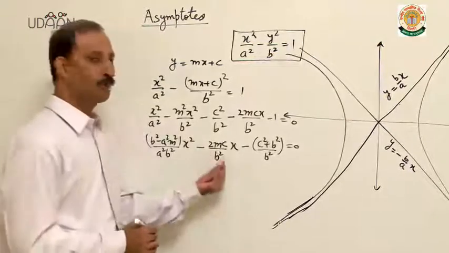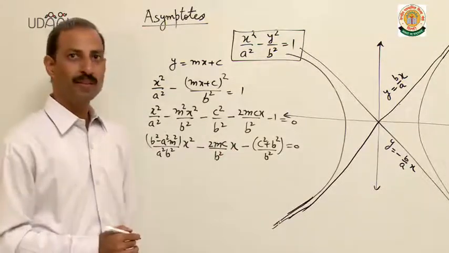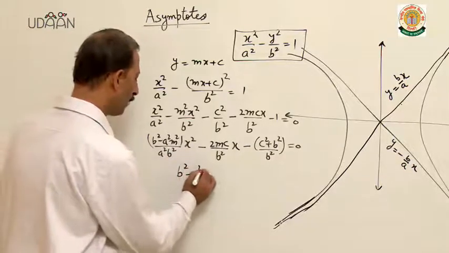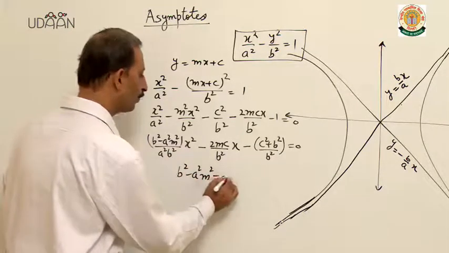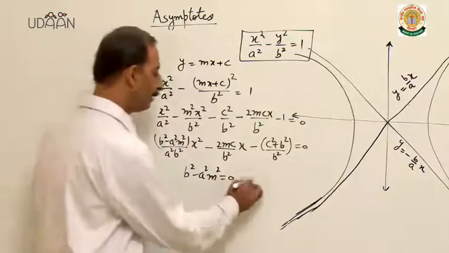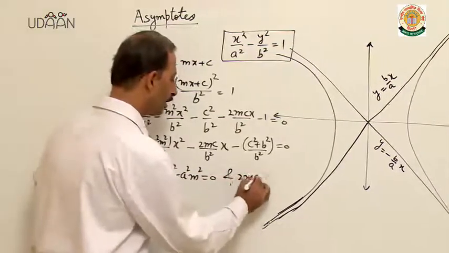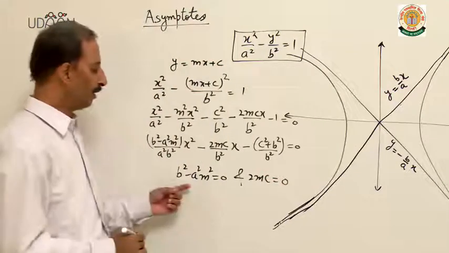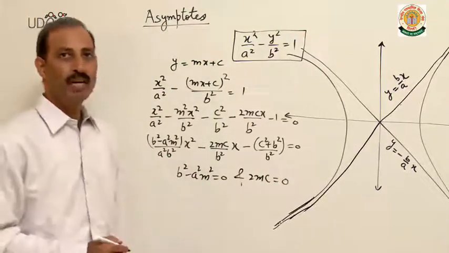Now this is a quadratic in x, so you will get two roots of x, but both roots should be infinity. You will get that when the coefficient of x square, that is b square minus a square m square, should be 0, and 2mc is also 0. Then you will get the equation of asymptotes.